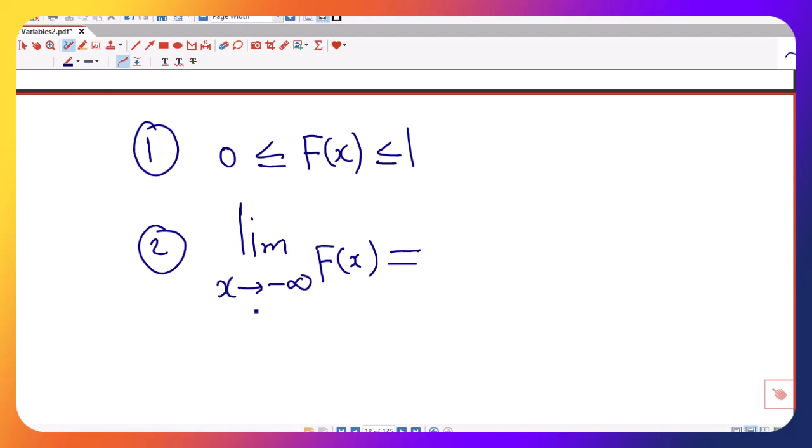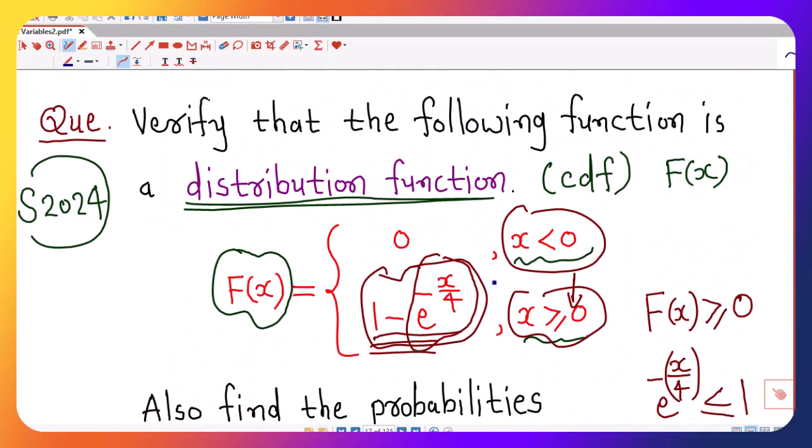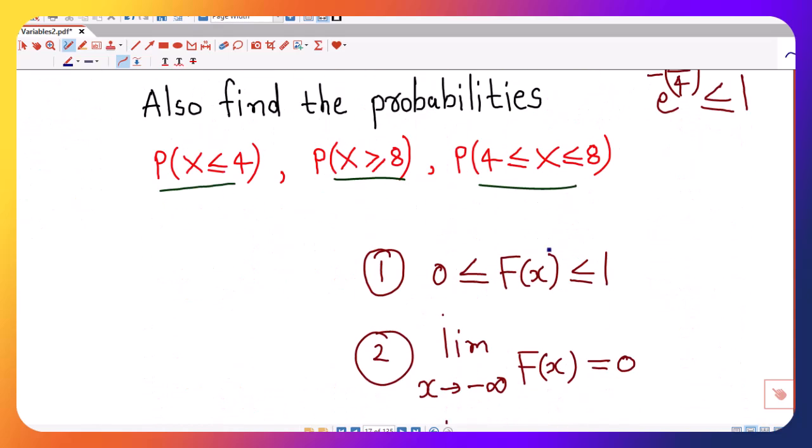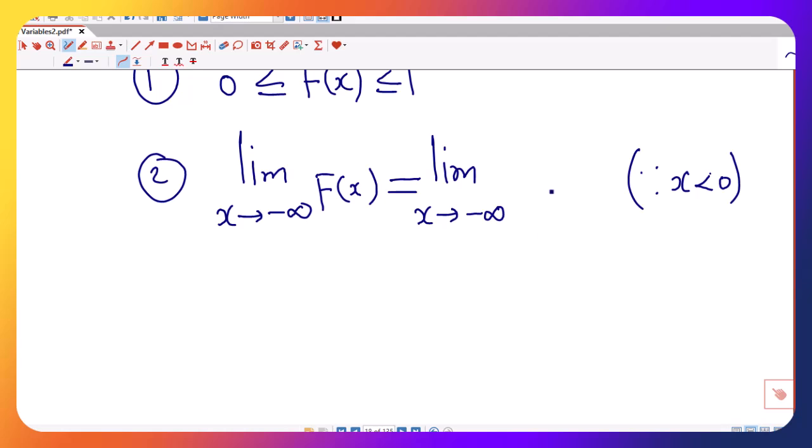Now we find out limit of CDF as x approaching minus infinity. When x is approaching minus infinity, that means x is negative, and if x is negative, value of CDF is given as 0. By the definition of given function, we have F(x) equal to 0 if x is negative. Therefore I am putting F(x) equal to 0 here, and 0 is constant, so limit of 0 is 0.